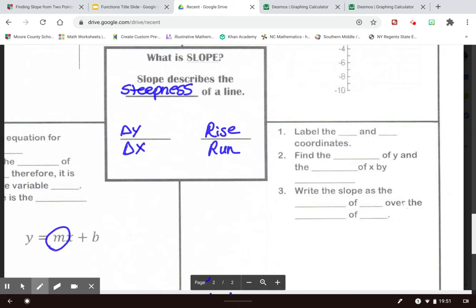So here's how we today are going to find the slope from 2 points. The first thing you're going to do is label the x and y coordinates. Then you're going to find the difference of y, and the difference of x by subtracting. Okay, and then we're going to write slope as the change of y over the change of x.